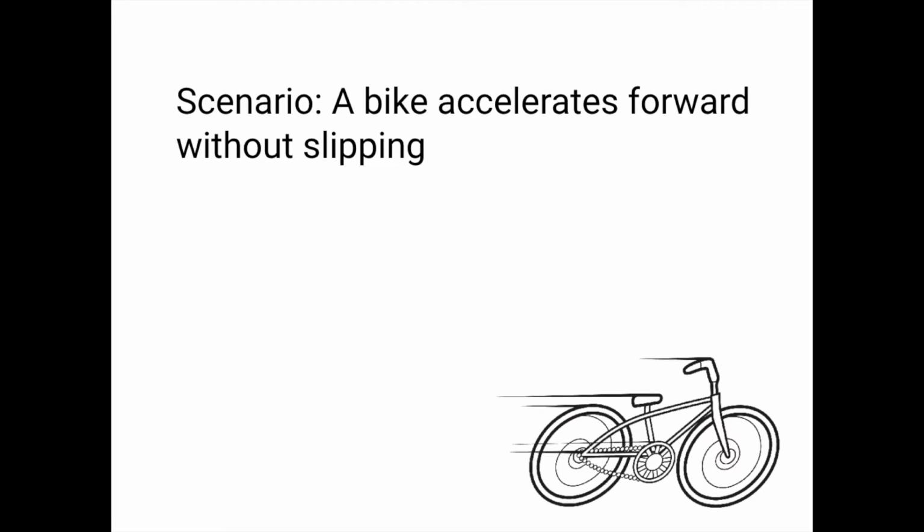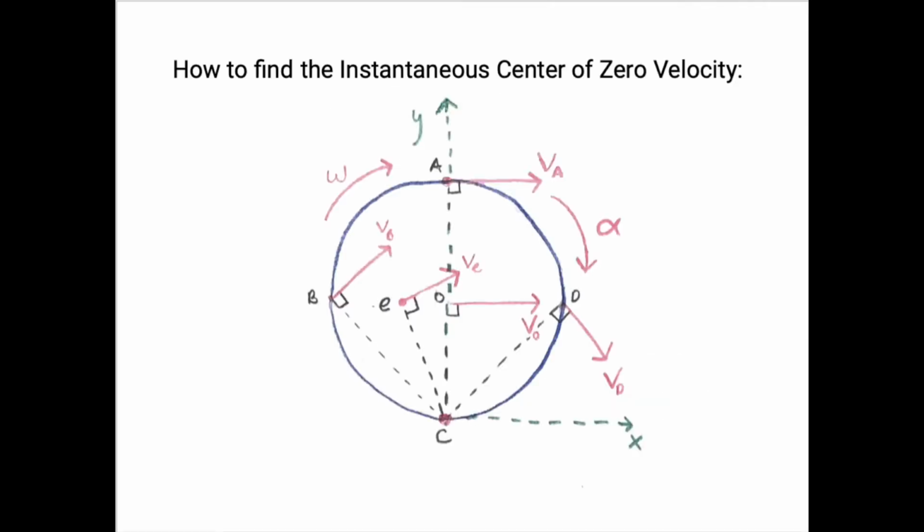We can find the instantaneous center of zero velocity by analyzing the velocities at each point on the bike wheel. We know the bike wheel is rotating without slipping and moving to the right. To find the instantaneous center of zero velocity at point C, we know point C must lie on the same line as, for example, point A, which is perpendicular to the velocity at point A. This is true for point C and any other point on the bike wheel.